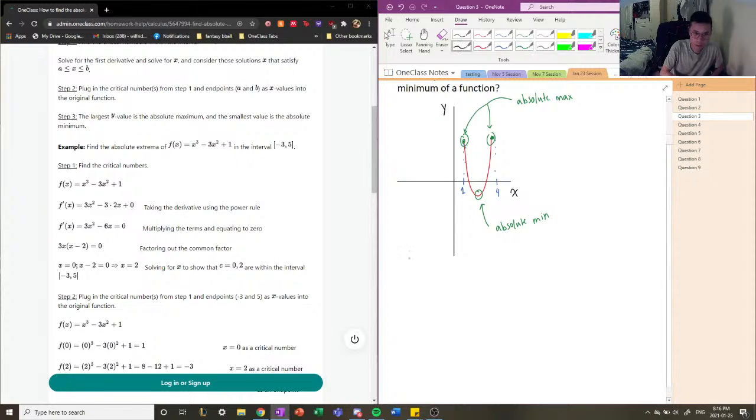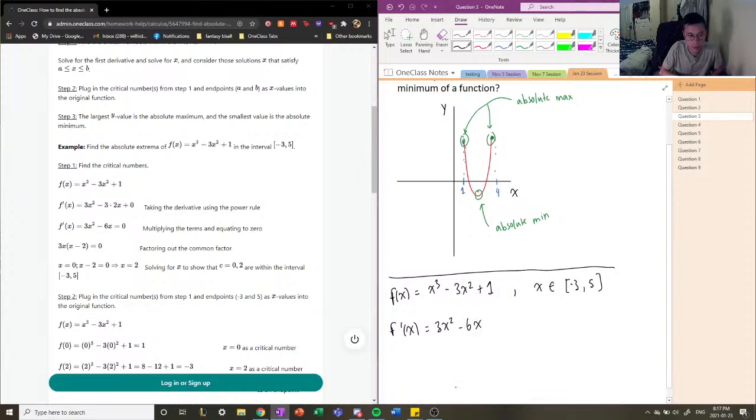The example here gives us the function f(x) = x^3 - 3x^2 + 1 on the interval of x from -3 to 5. The first thing that we want to do is evaluate what f'(x) is. If we derive this, f'(x) is going to be 3x^2 - 6x. Now that we have derived it, we want to set f'(x) equal to 0.